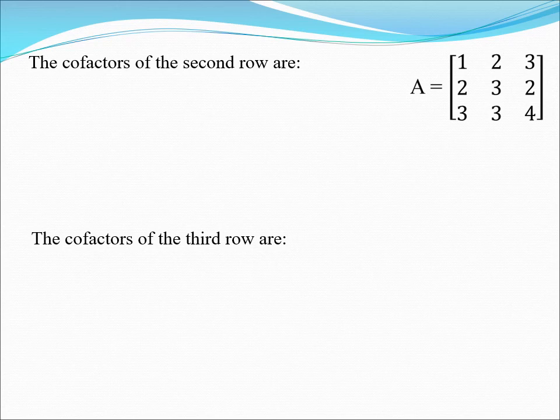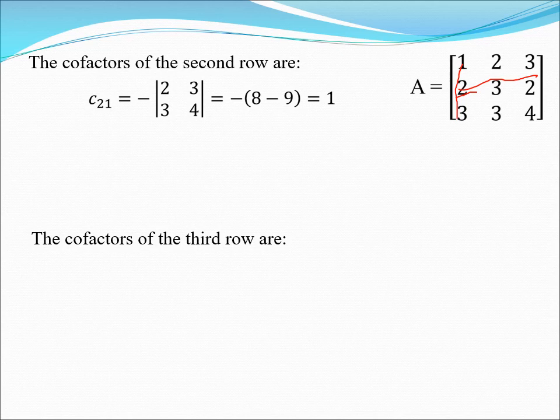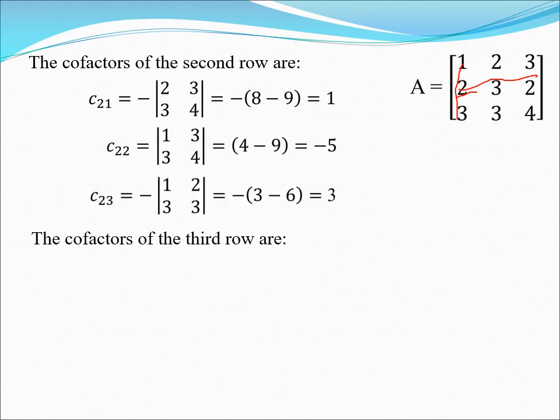Similarly, cofactors of the second row can be obtained, starting with C21 for the element 2. So C21, -1 to the power 2 plus 1, that is 3, so negative. Deleting the row of 2 and column of 2, you get 2, 3, 3, 4. So the determinant of 2, 3, 3, 4, the result is 1. On the same lines, we can calculate C22 and C23.